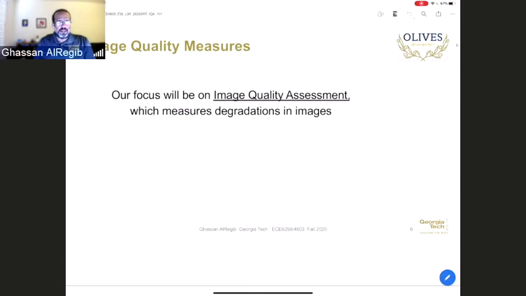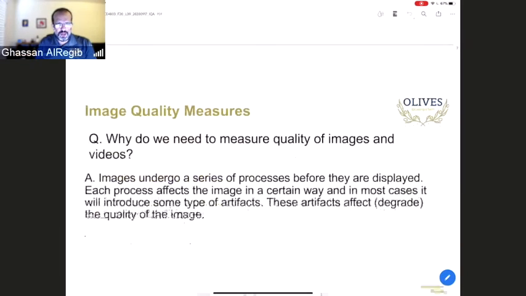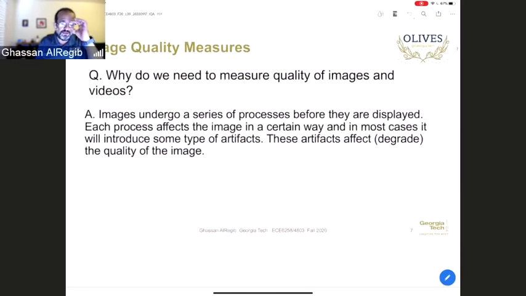So again, we have some degradation, it can be distortion, it can be noise, it can be artifact or some processing. And then we are studying the difference between the degraded image and the original reference image. And it is very obvious, why do we need that? In many of our optimization algorithms, we need to have some kind of a reference. We have the reference image with no degradation, and then we have the processed image.